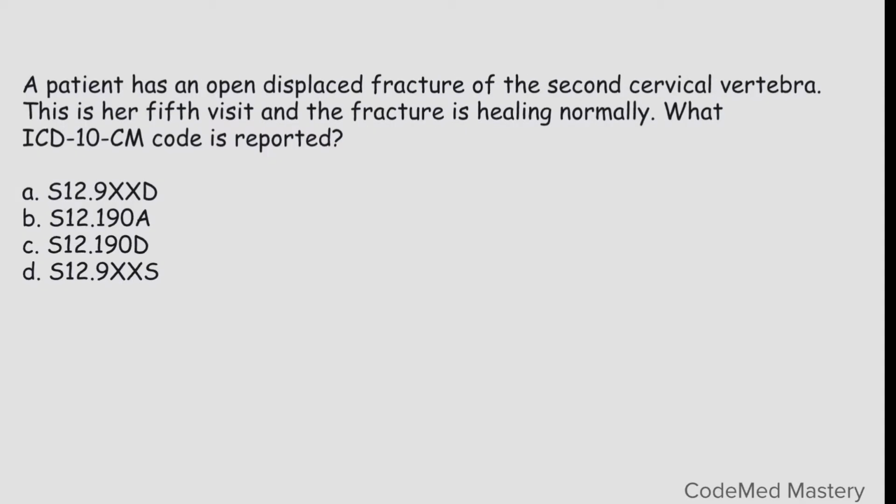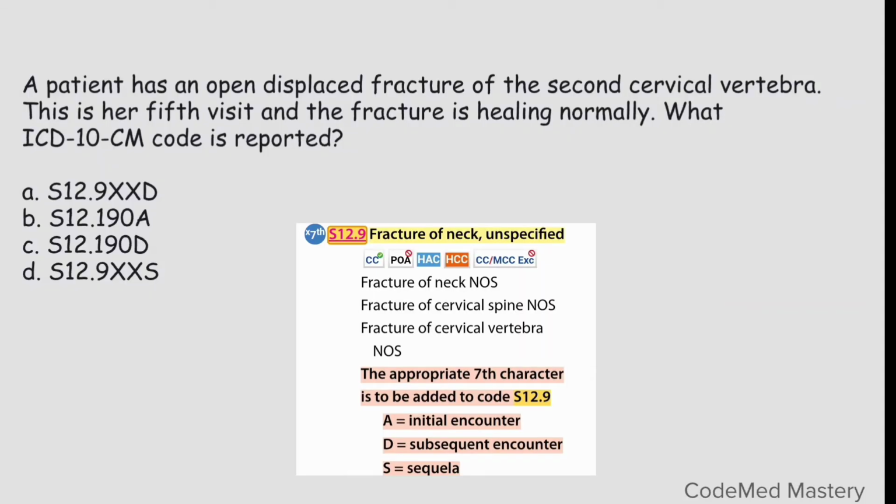A patient has an open displaced fracture of the second cervical vertebra. This is her 5th visit and the fracture is healing normally. What ICD code is reported? Check option A, S12.9XXD. S12.9 is for fracture of neck unspecified. But remember that unspecified codes are assigned when the documentation does not provide enough information to assign a more specific code. In the scenario, they have mentioned open displaced fracture of the second cervical vertebra. So we are not coding fracture of neck unspecified. So eliminate option A.